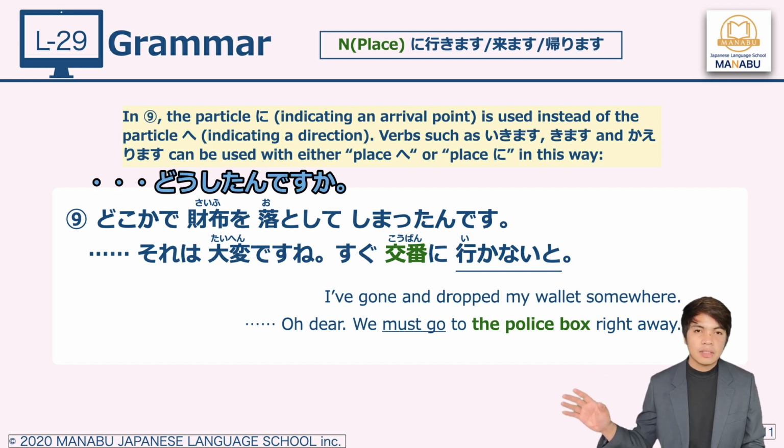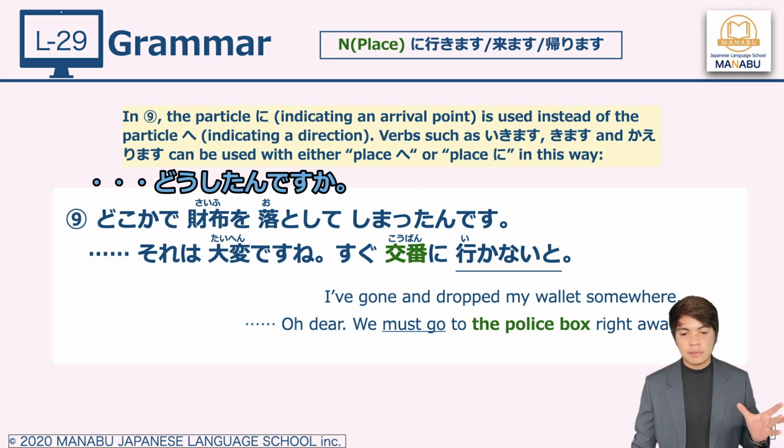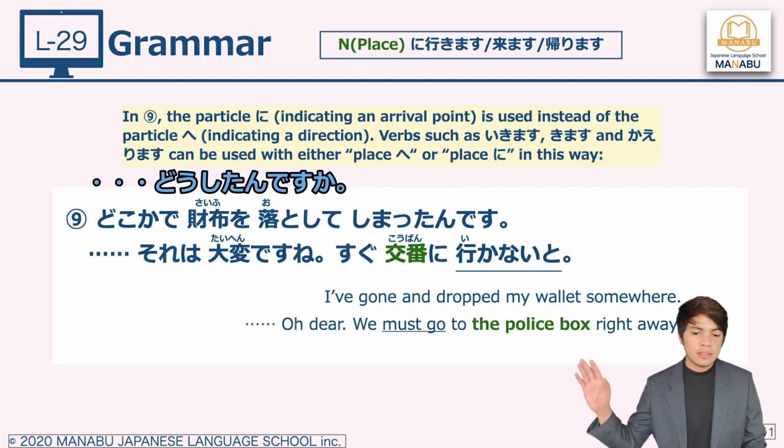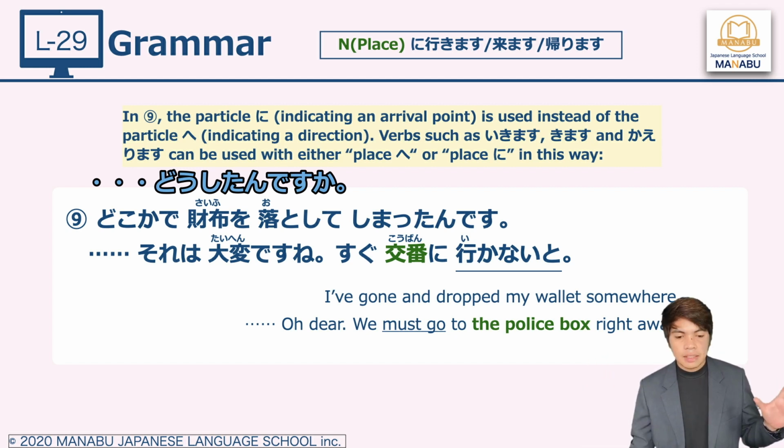Someone asked, どうしたんですか? What's wrong? So he saw his friend, what's wrong? Then he said, どこかで財布を落としてしまったんです. So you can answer with んです for the question どうしたんですか? And he replied, それは大変ですね. 大変 means difficult. So if someone has a problem, you will say それは大変ですね to express your sympathy.